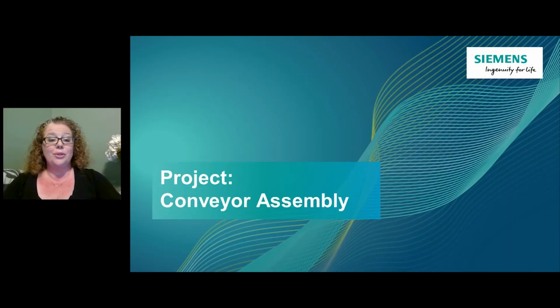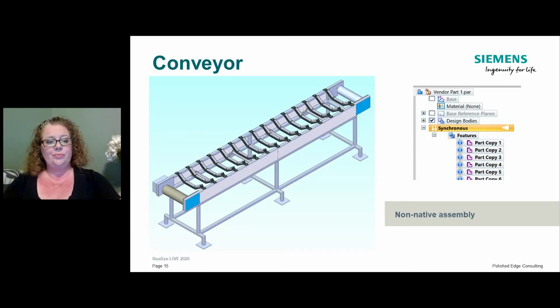Let's take a look at another assembly. In this example, we're going to change a model that was brought into Solid Edge from another CAD platform. We're going to make changes to a conveyor that was modeled in another software. The feature tree shows only part copy bodies, and we're going to edit this model without having to do anything other than open it and save it within Solid Edge. So let's take a look at this video to see how this conveyor can be changed.